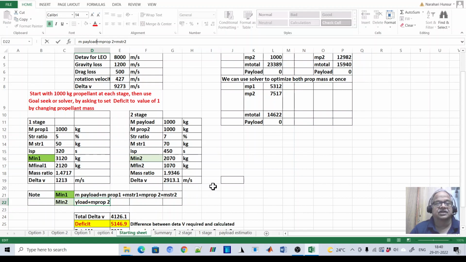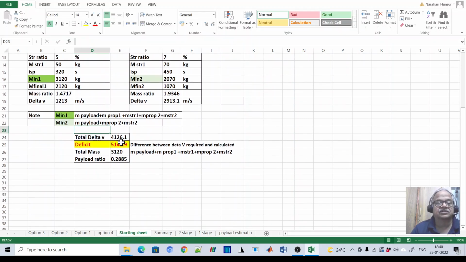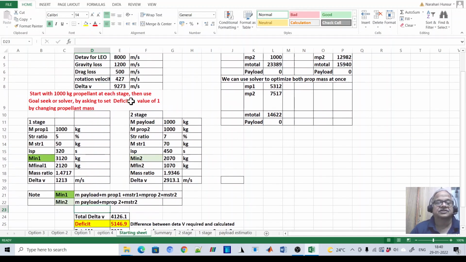Okay, so if you add up both the velocities from the first stage and second stage, you get only about 4,126 meters per second. That still leaves us a deficit of 5,146 because what you really need is 9,273. So how do I try and get the required velocity? One thing I can do is arbitrarily change the mass of the first stage propellant or the mass of the second stage propellant. I can keep on doing that with a trial and error method.